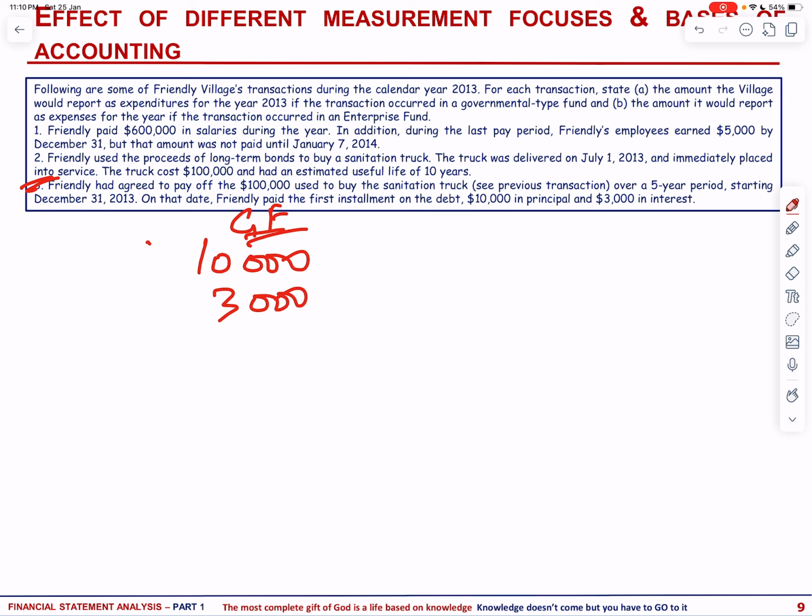Now, the 10,000 principal payment is recorded as an expenditure because it represents the current year cash outflow. The 3,000 interest payment is also recorded as an expenditure because it is a payment due in the current year. So the expenditure for the governmental type will be 10,000 plus 3,000, that is 13,000.